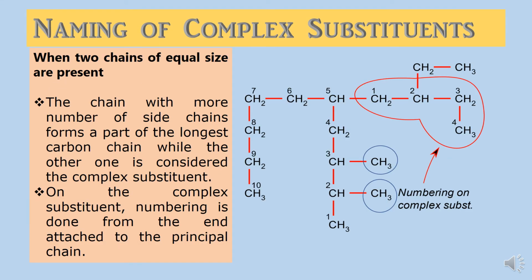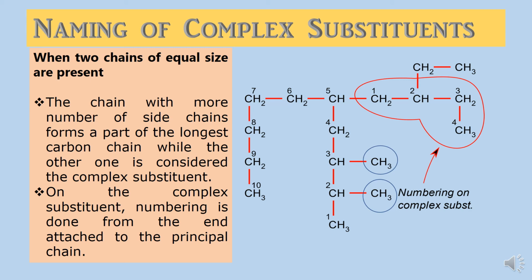Next is when 2 chains of equal size are present. For example, if an organic compound has the possibility of 2 chains of equal size, then again, this rule we have already discussed, we need to select that chain which has the larger number of substituents. So in this compound, the chain selected is starting from 1, 2, 3, 4, 5 towards the left side.